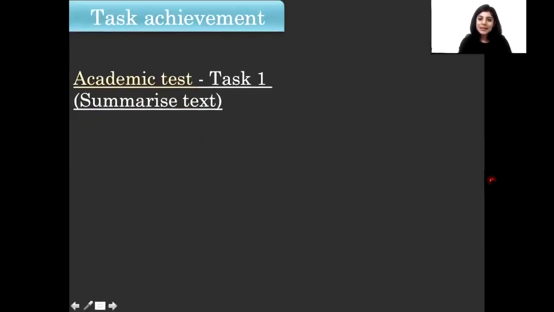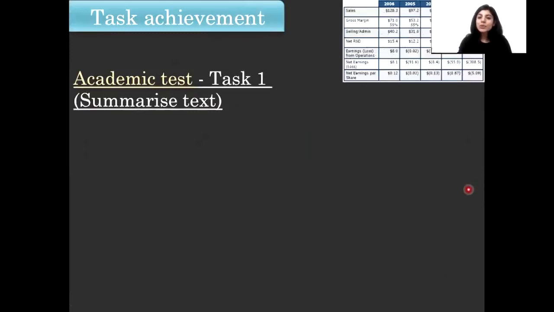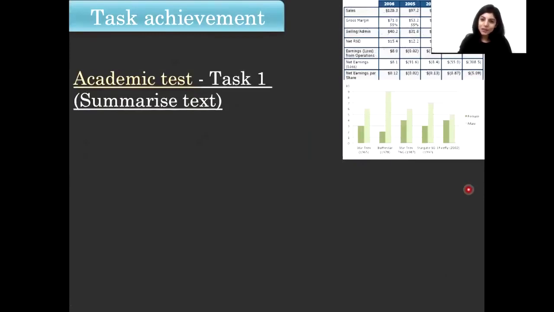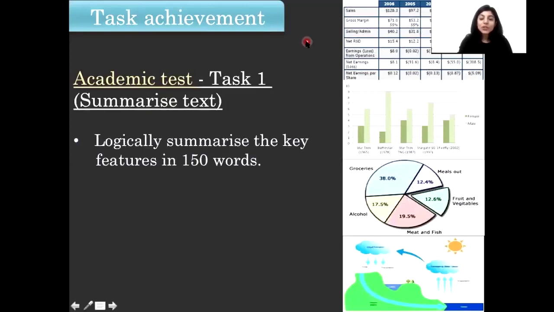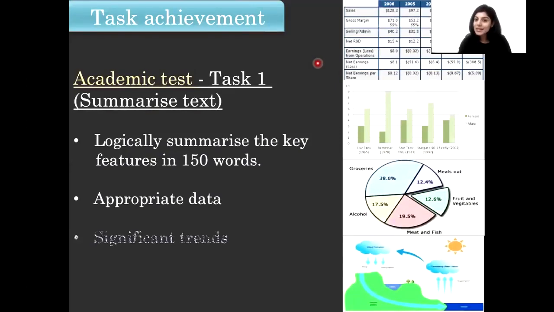Whereas in the academic test, task 1, you have summarized text in which you're supposed to describe a table, a graph, a chart, or a diagram. You will be given either one or a combination of 2 of them. Task achievement will be marked on your ability to logically summarize the key features in 150 words with appropriate data and significant trends that you'll see in the image given to you.